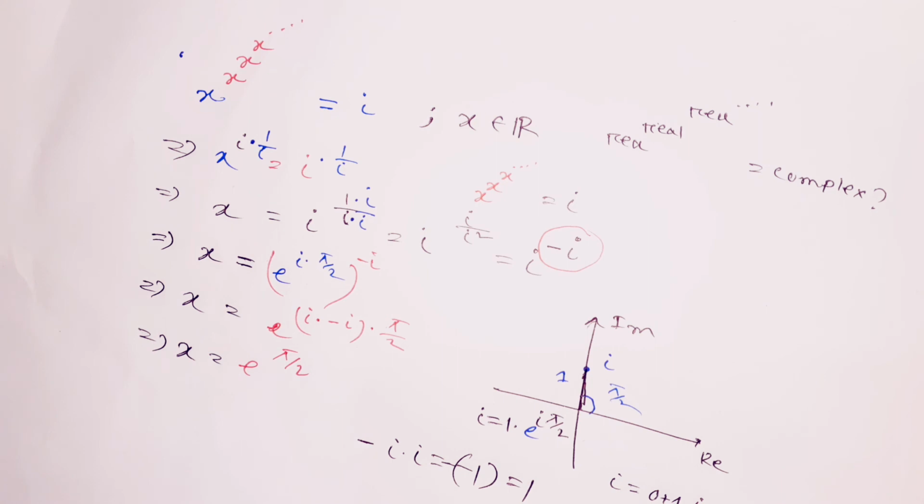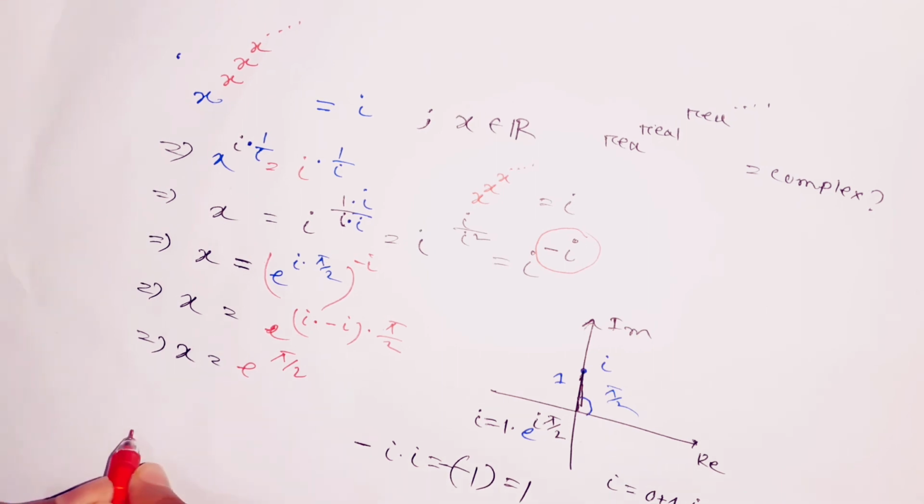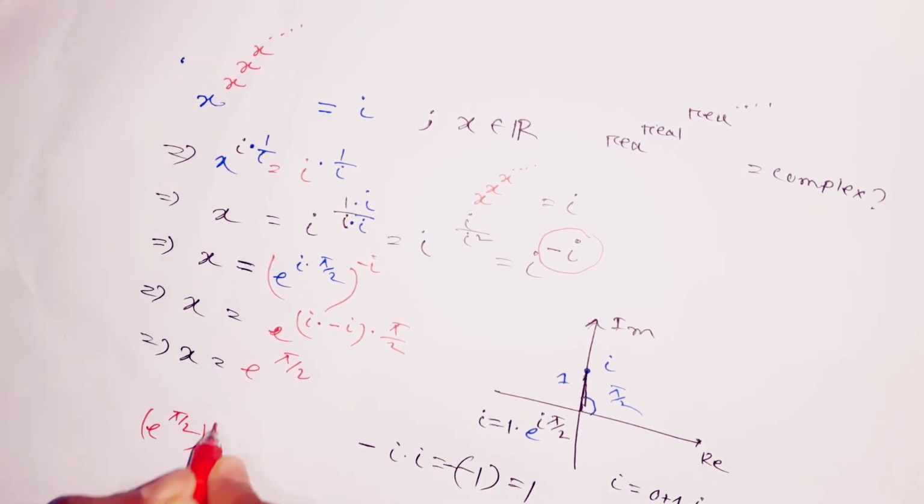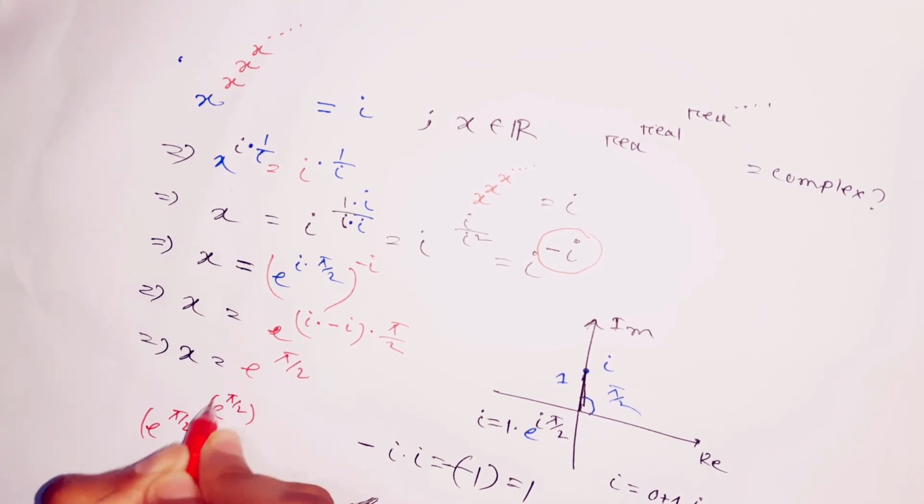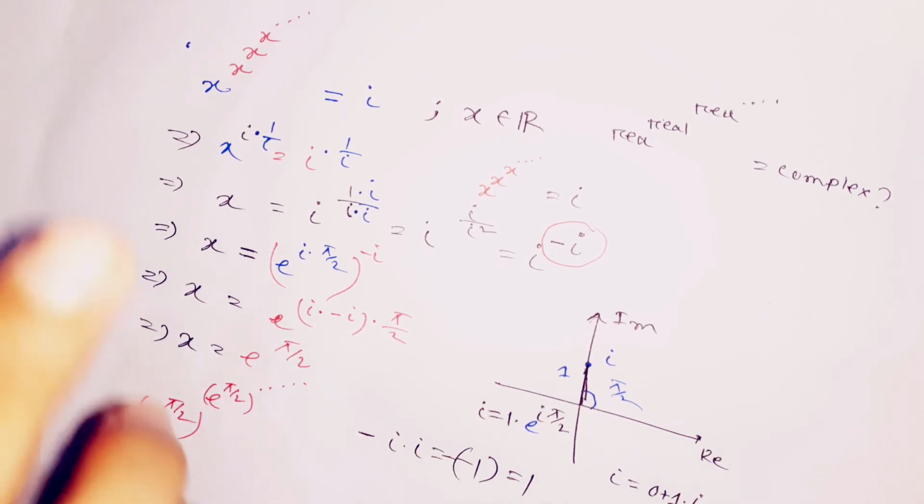And it looks strange that if you take e to the pi over 2 and raise that to the e to the pi over 2 and continue like this, you will actually end up with just an i.